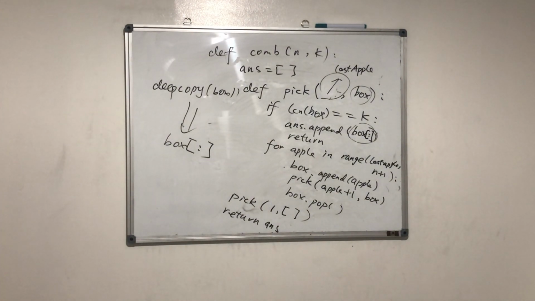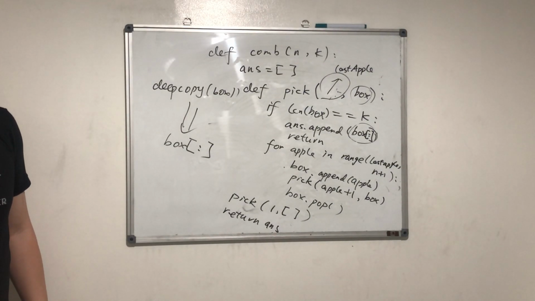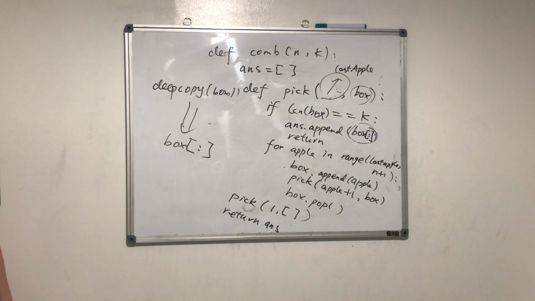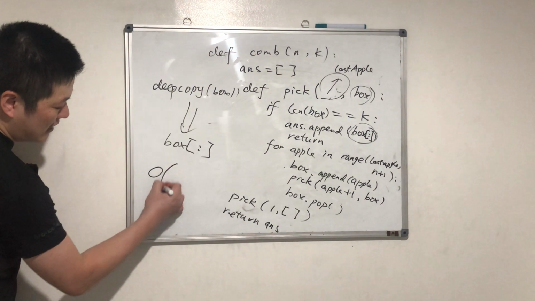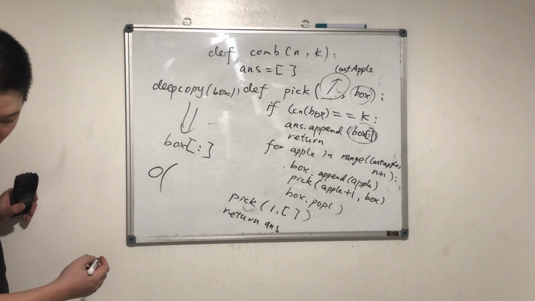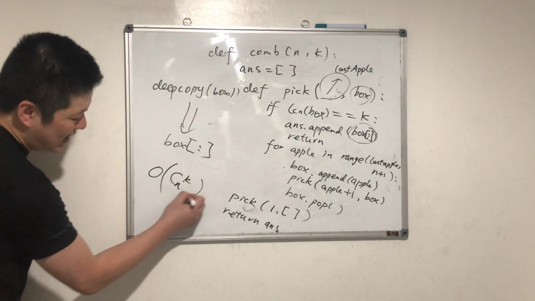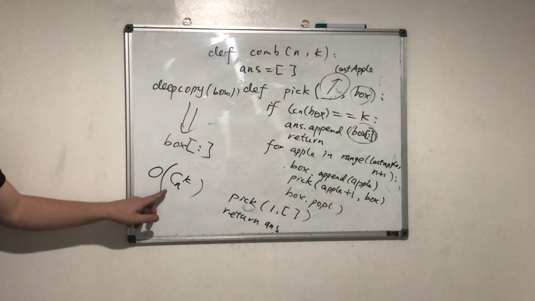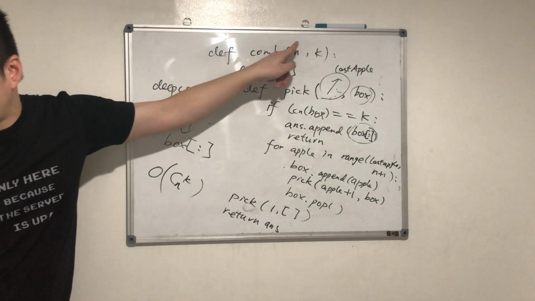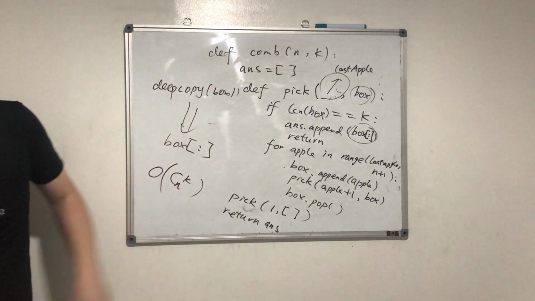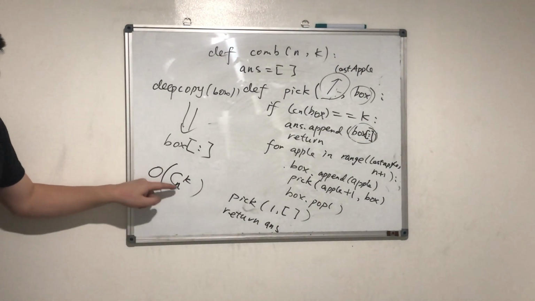Okay. So what's the time complexity? I'm just testing. It's not n anymore. We say n and k. What's the complexity? O of C(n, k), right? Yeah. This is the combination because this solution is to pick k apples out of n. And then how many solutions are there? There's C(n, k), right? Yeah. So the time complexity is O(C(n, k)).